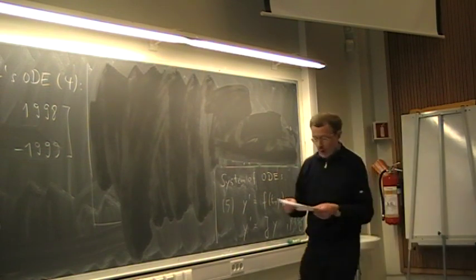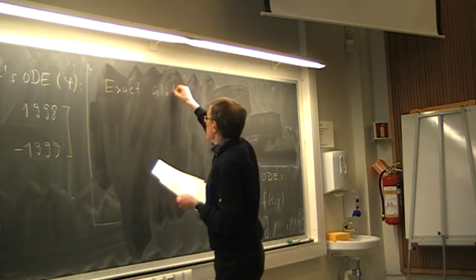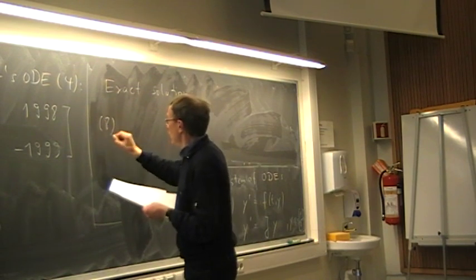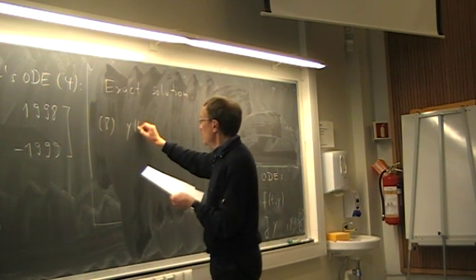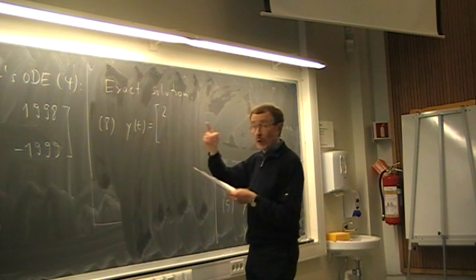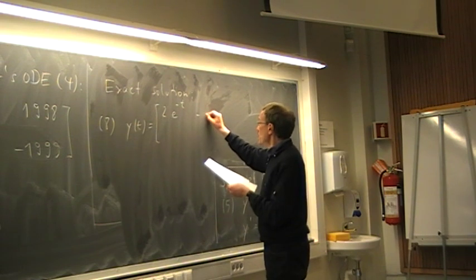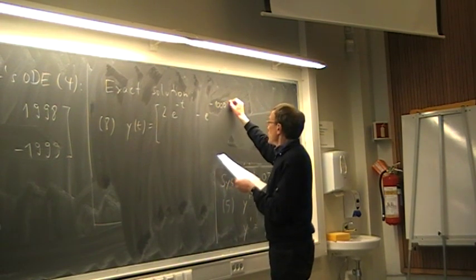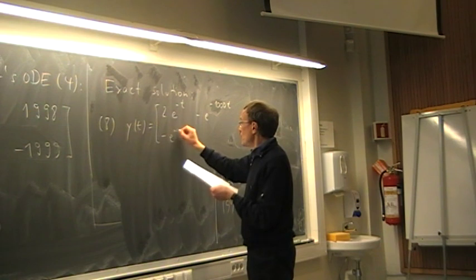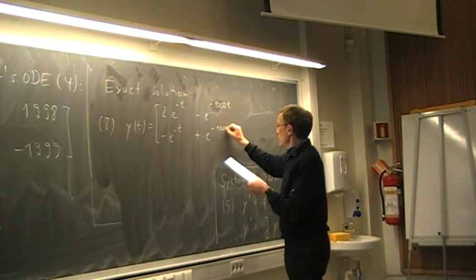So that you can do that, and you will find that you get the following. The y of t is a system, of course, and the first component, that is y1, is then 2 times e to the minus t minus e to the minus 1000 t. And the second component, y2, is minus e to the minus t plus e to the minus 1000 t.